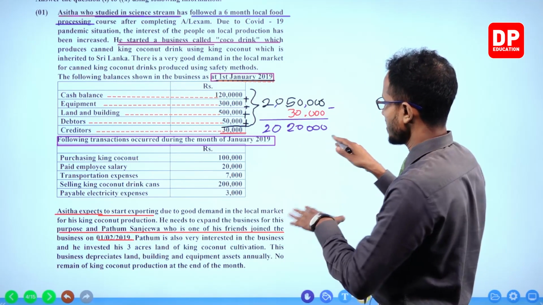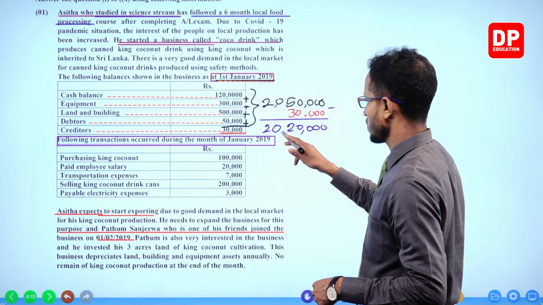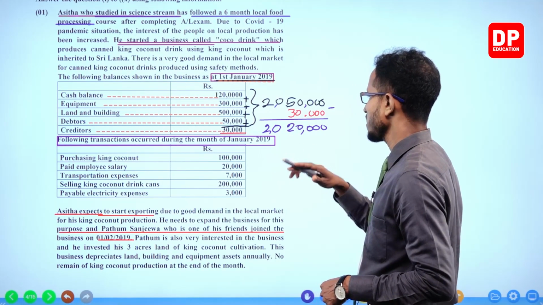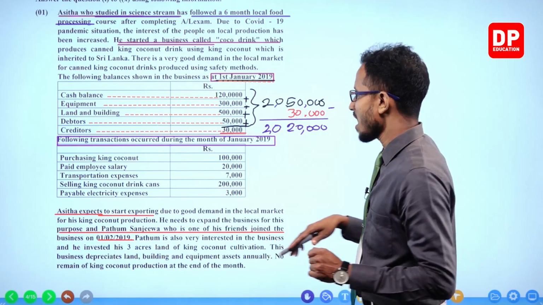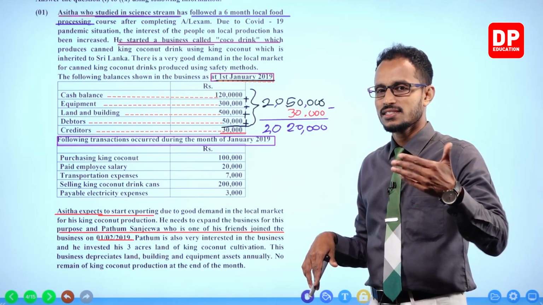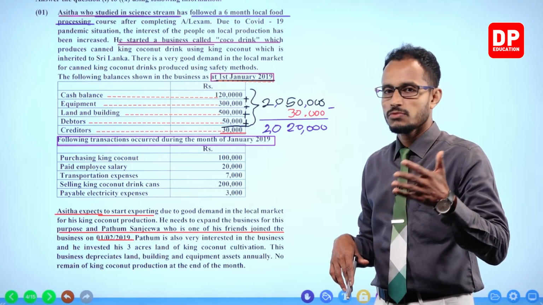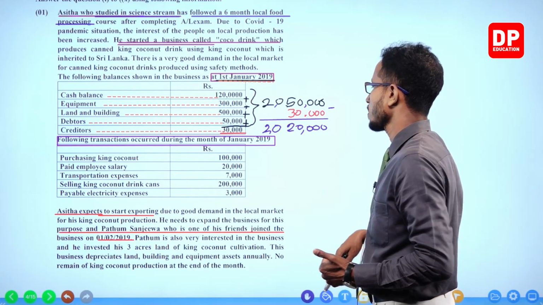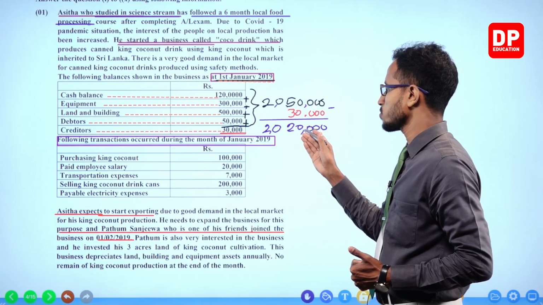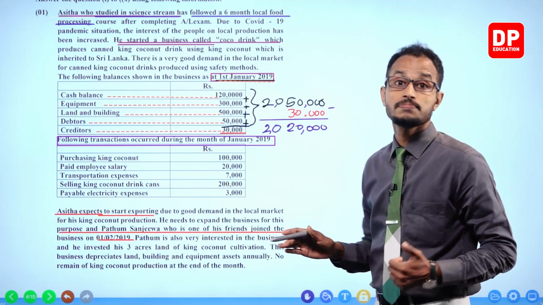The way I'm writing, the amounts sometimes can be confusing. I'm saying lakhs, 20 lakhs, 12 lakhs, but you can say 2 million, 1.2 million, likewise. So 20 lakhs 20,000 is the capital.